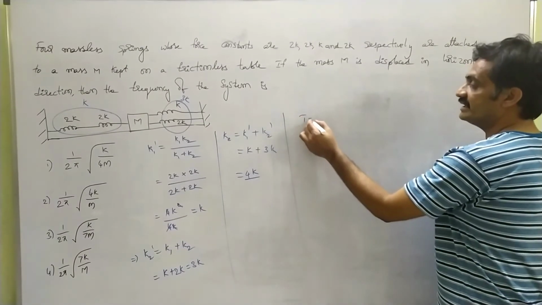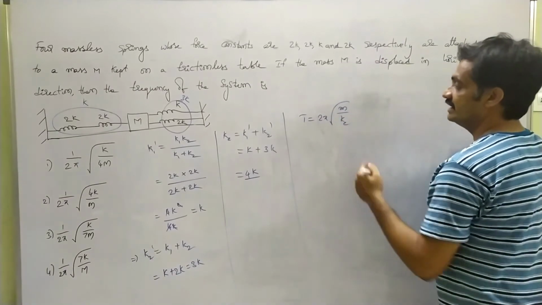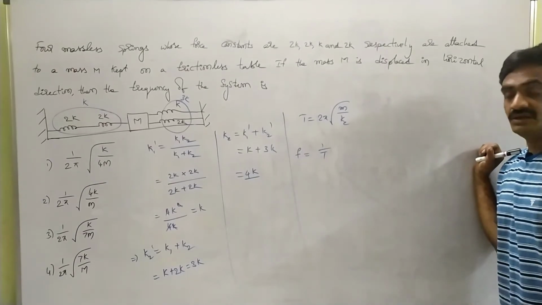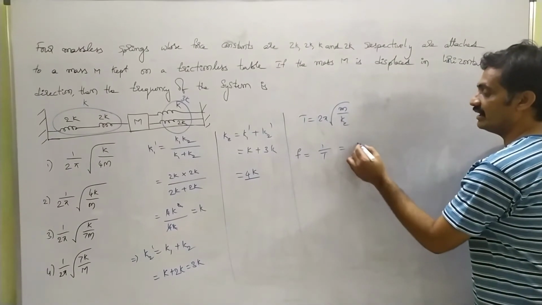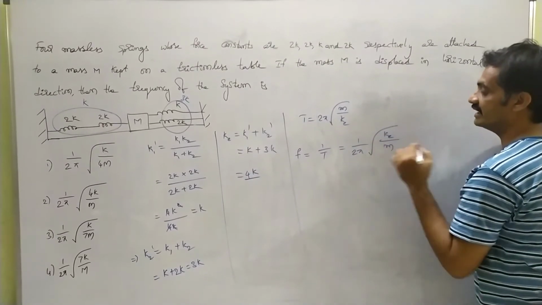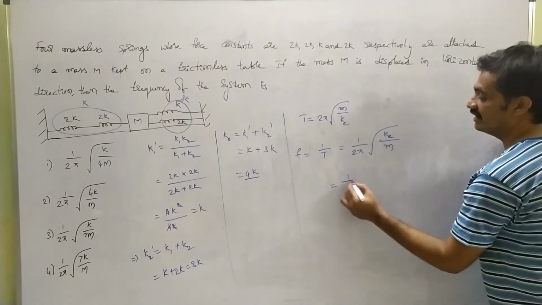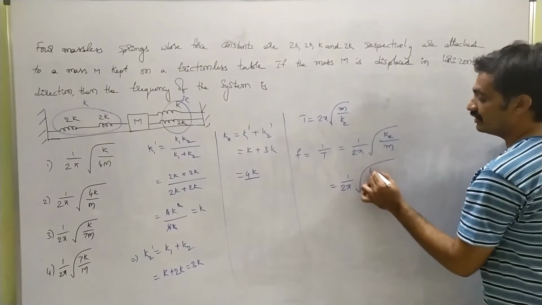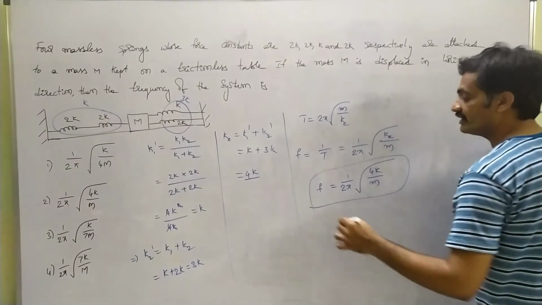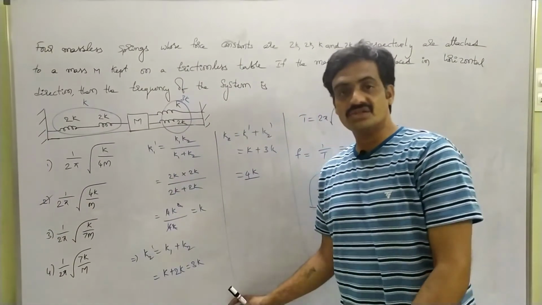We know that time period T is equal to 2 pi into under root of m by k effective. Then frequency can be given as the reciprocal of time period. So f is equal to 1 by T. So we have 1 by 2 pi into under root of k effective by m, where the value of k effective is 4k. As we substitute here, we have 1 by 2 pi into under root of 4k by m. So this represents the frequency. So the option is 2.